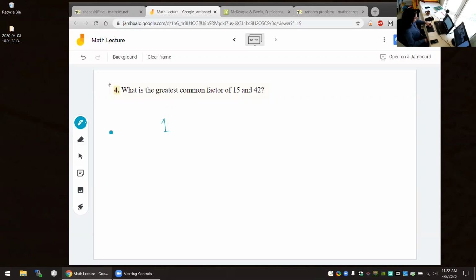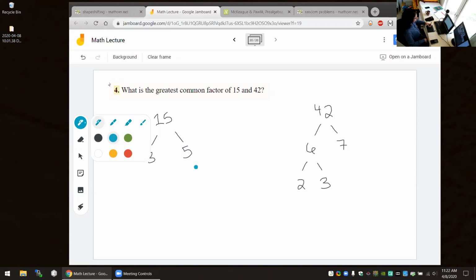So for 15, I have only 3 and 5. For 42, I have 6 and 7, which is 2 and 3. So the only thing on both lists is my 3. The 5 isn't on this list. The 2 isn't here. The 7 isn't here. Does it help if I put a red X on them? I don't know. Anyway, 3 is my answer.